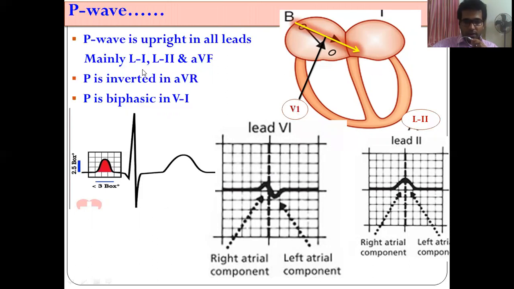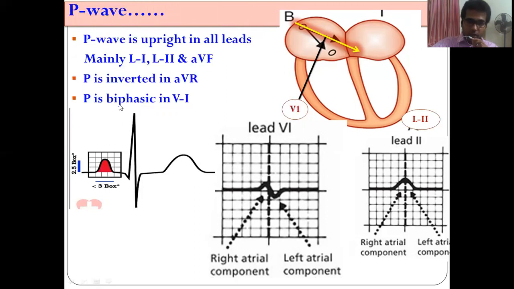Is it clear? So the P wave is upright in all leads, mainly lead 1, lead 2, and AVF. And the P wave is inverted in AVR, because you know the exploring electrode of AVR is situated at the right shoulder. So the direction of the P wave is completely opposite, moving away from this exploring electrode of AVR. So AVR produces an inverted P wave.